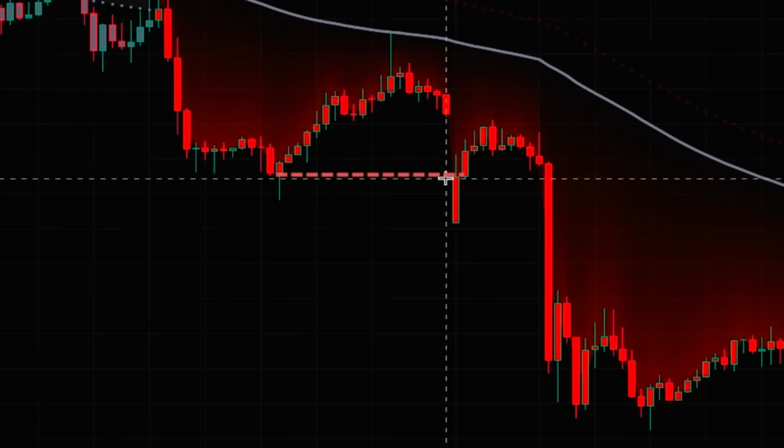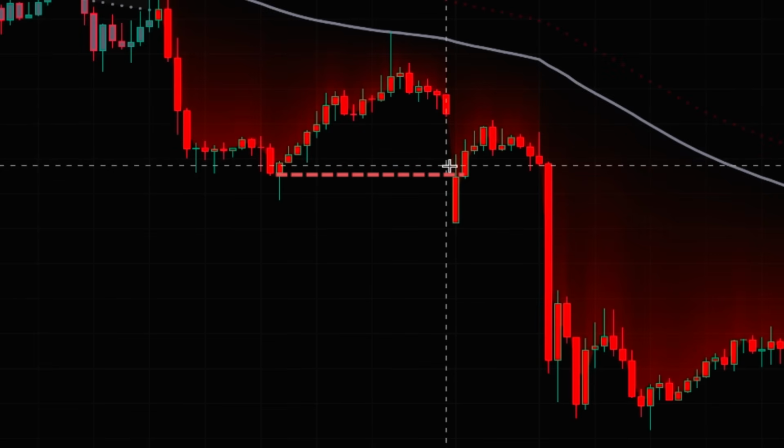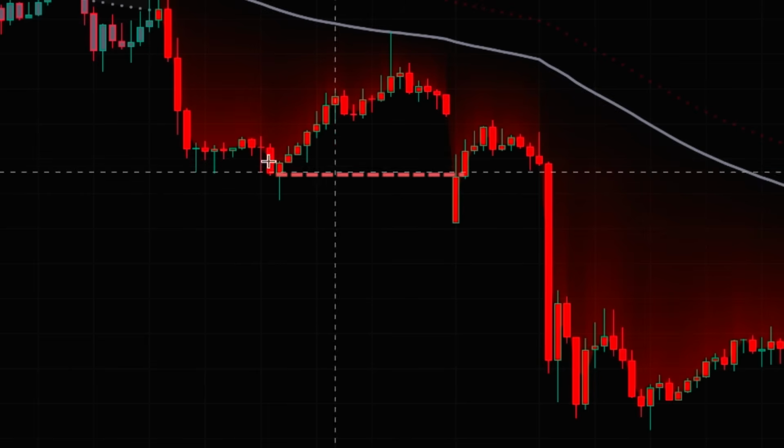In this case, you can see that we had a large gap and this candle opened and closed below our level.